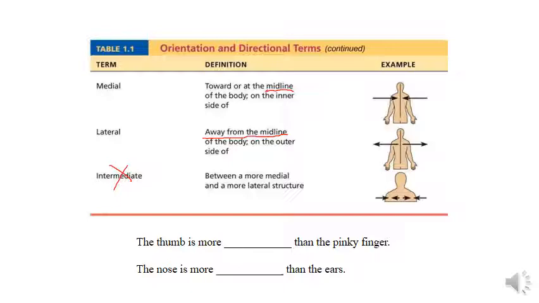Our thumb is more what than our pinky finger. Because the palm is facing forward, our thumb is actually more on the outside, more to the side. And our pinky finger is closer to our body. So we would say the thumb is more lateral. The nose, because it's in the middle, the ears are on the sides, the nose is more medial. You could also say the heart is more medial than our lungs.